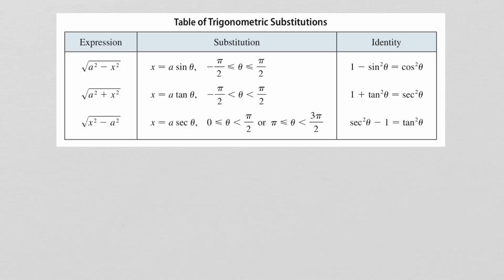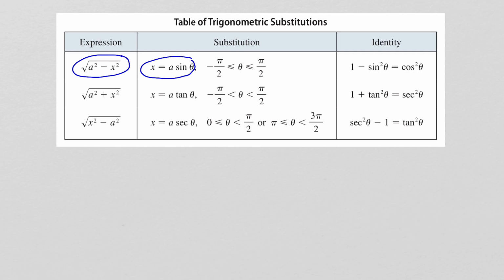So here we have a table of trigonometric substitutions. There are three basic types of substitutions that you will make. And what you really want to focus on here is the expression that you'll have in your integral and the type of substitution that you will make. The rest of these points are important points about domain, etc. But this part right here is what you need to remember. So if you have the square root of a squared minus x squared, the substitution that you want to make is to let x equal a times the sine of theta.